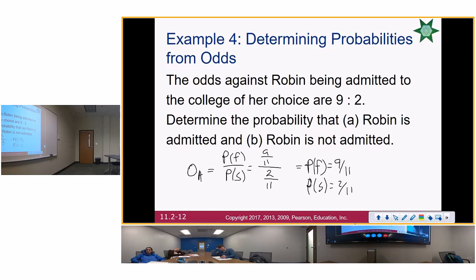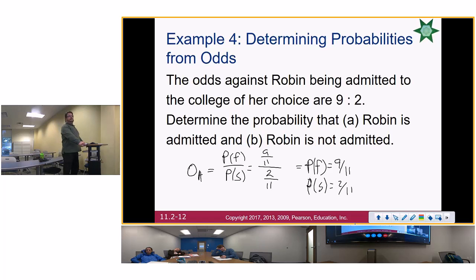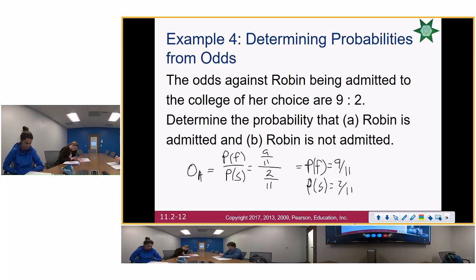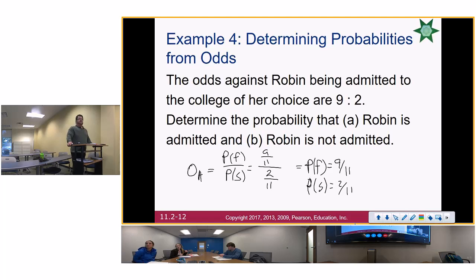So, what is 2 over 11? Somebody give me that decimal. What's 2 over 11? Point 18, so 18%. She's got an 18% chance of being successful and an 82% chance of being a failure in life. Yeah. So Robin, she doesn't have a chance. Bless her. All right, so that's odds against.